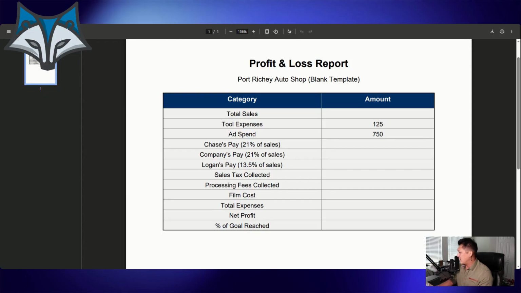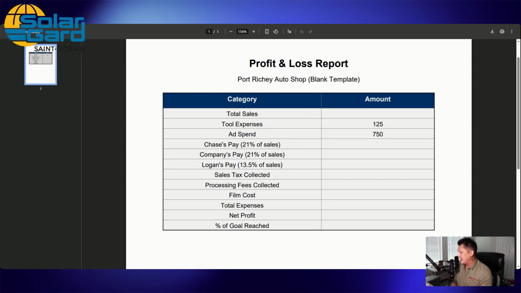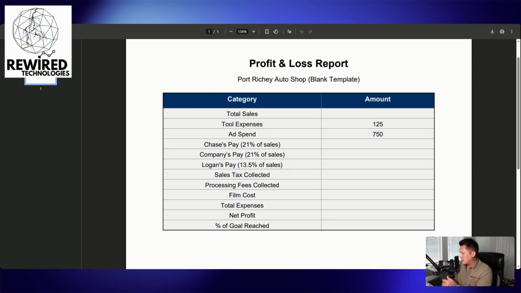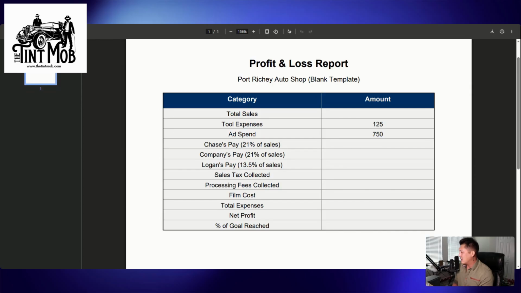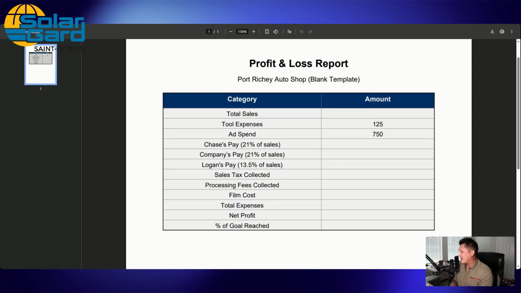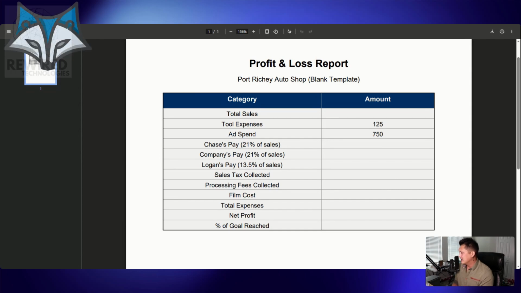Going into this, at the very top, you'll see total sales. That's exactly what it says: what is your total sales for the week? I do this weekly, like I said. Then let's go over a couple of different things. Tool expenses and ad spend are what's known as fixed expenses. That's what we've budgeted for the week, and we know those aren't going to fluctuate. The things that do fluctuate are the amount of payout we're going to have, the amount of tax collected, and our film costs. Those are variable costs, so they change from week to week.